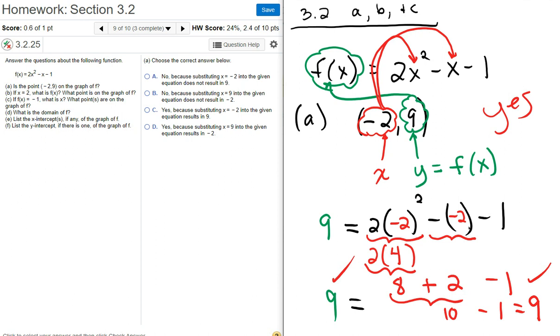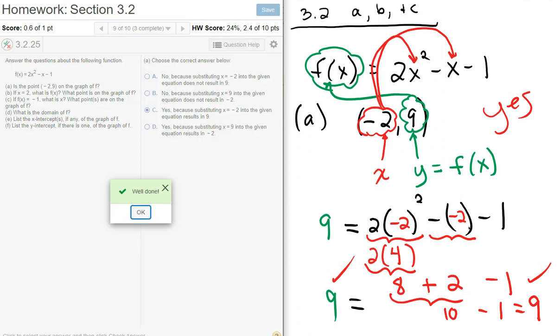Now when I come over to my math lab, there's 2 choices that say yes, C and D. C says yes because substituting x equals -2 into the given equation results in 9. That is what I did. So that is my answer. D switched them around. They said x was 9 and it resulted in -2, and that's wrong. So there's my positive affirmation.